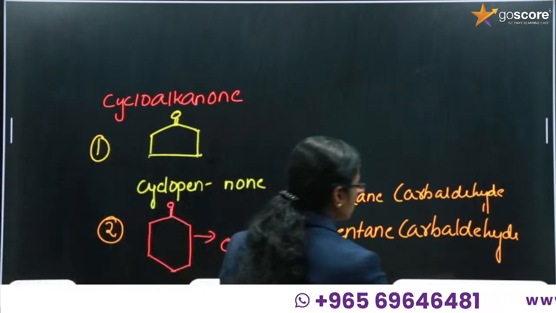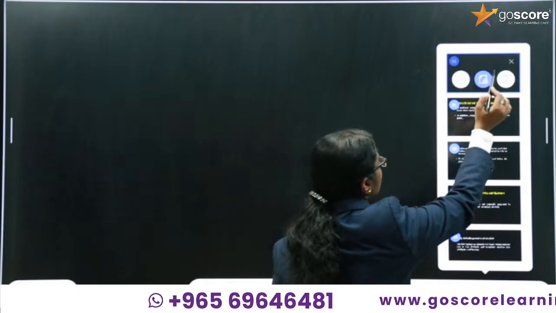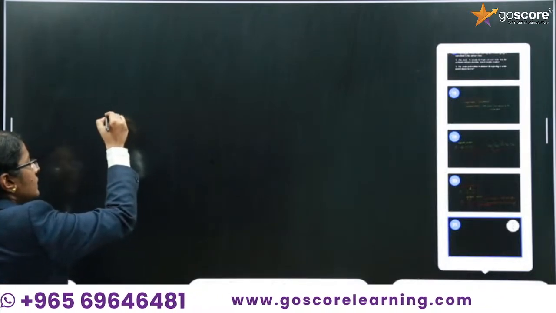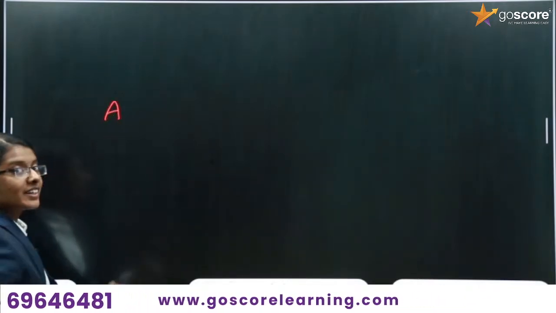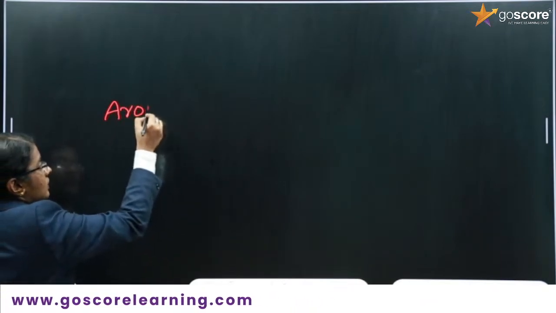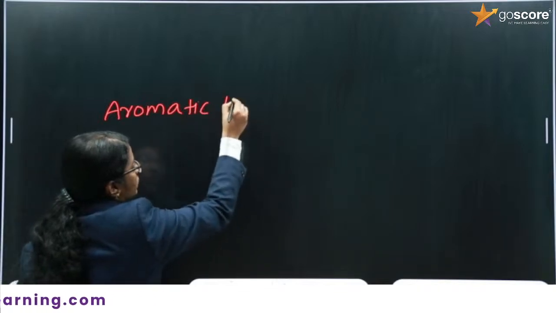Next, we are moving to the aromatic aldehyde. Then we are moving to aromatic. Is it aldehyde or ketone? It is ketone. So it is aromatic ketone.